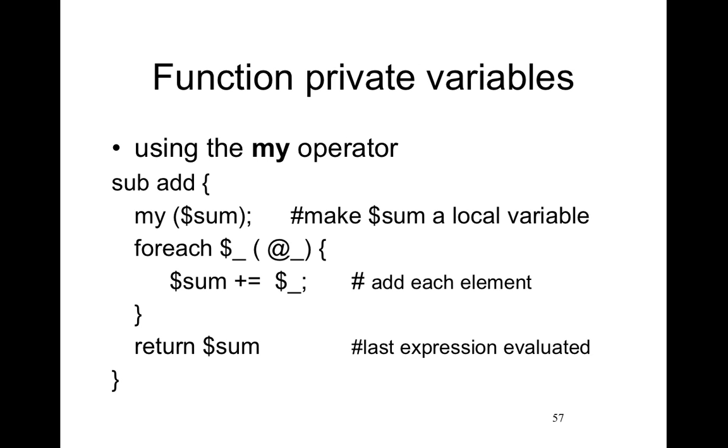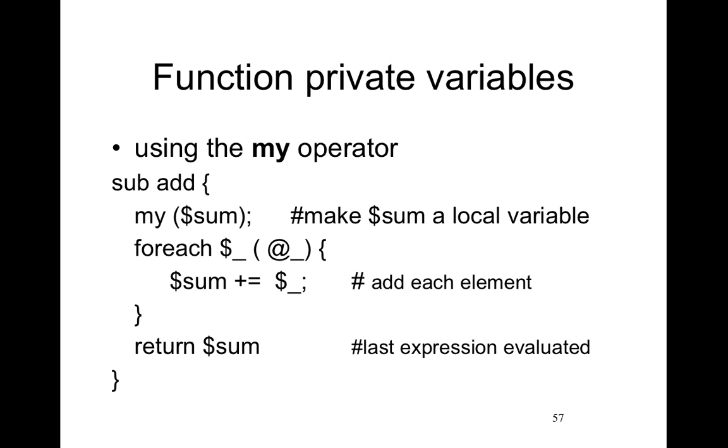So we can use the my operator. So here's a subfunction. It's called add. And my, and then what do we got here? Sum. Make sum a local variable. And then we're going to say for each of these items, sum plus equals, add each element together, and then return, some very C-like return statement there. This is the last element. So the keyword my makes it personal. It's mine inside of my function.